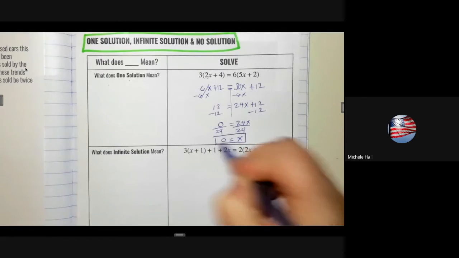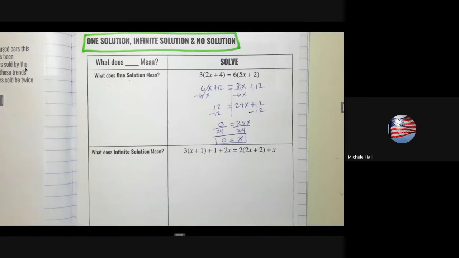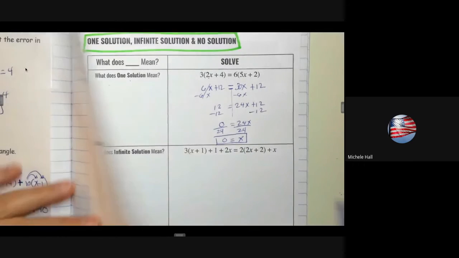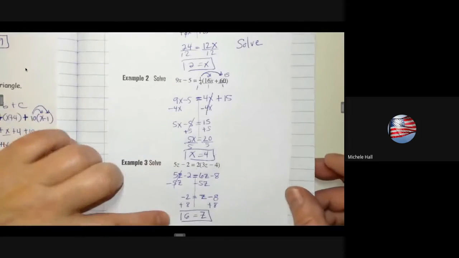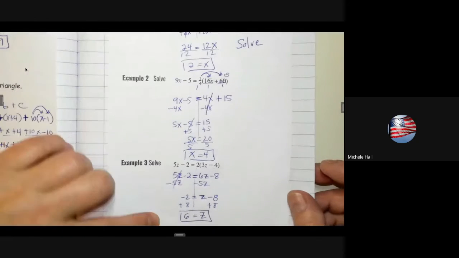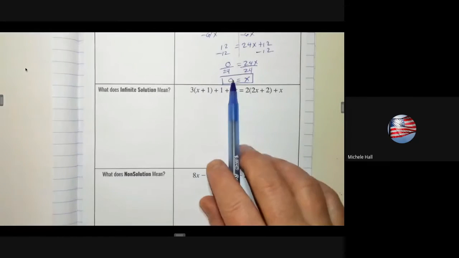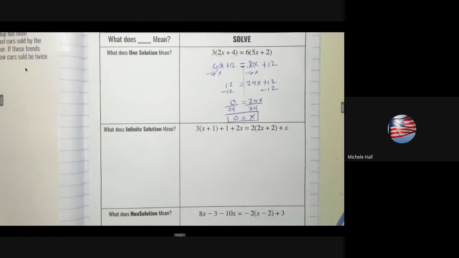There's one solution. As we could see on the other page, one solution just means you're getting one answer. x equals 2, x equals 4, z equals 6. These are still one solution. Just because I get a 0 doesn't mean that's what I'm going to get every time it's a one solution.